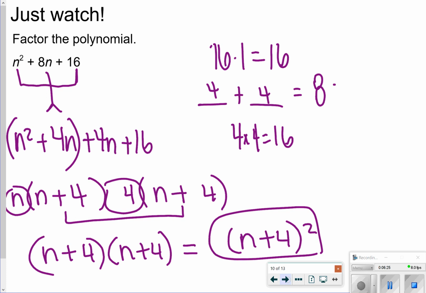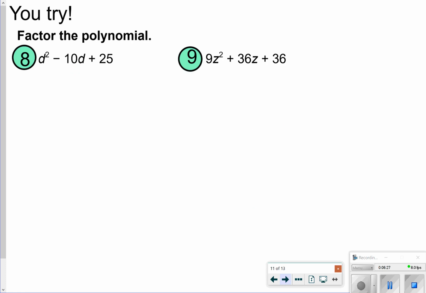Okay, so we're going to try these last 2 in our notes. Again, your answer should end up having a squared binomial. That's the same thing. So let's go ahead and pause so we can try 8 and 9, and then once you're done, click play.